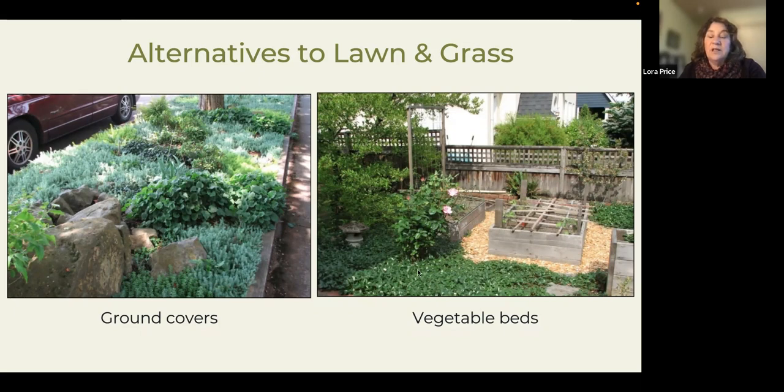Or you might even be inspired to remove some of your lawn, and that's where you put your vegetable garden, because they need as much sun as the lawn does to thrive and have abundant harvest. So that's another thing you can consider putting in your yard instead of lawn.